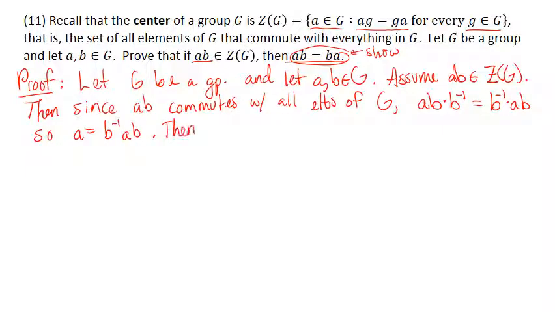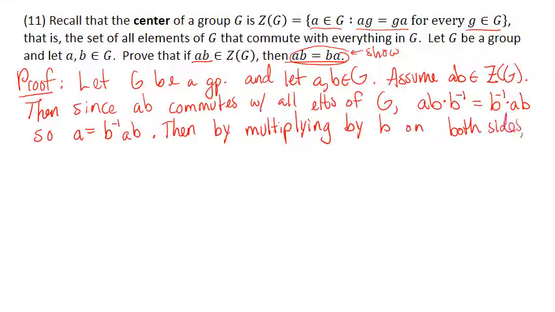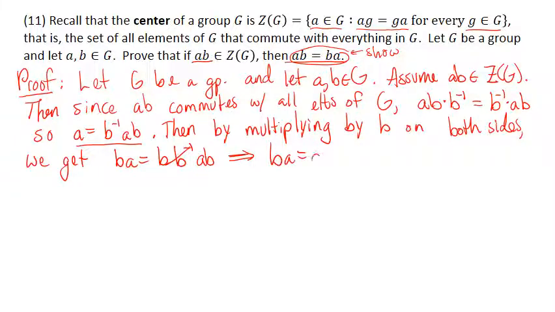Then by multiplying by B on both sides, I'm just going to take this one and multiply B onto the left on both sides. BA equals B inverse AB. So that would imply that BA equals AB. Okay, so that's it. All right, not too bad.